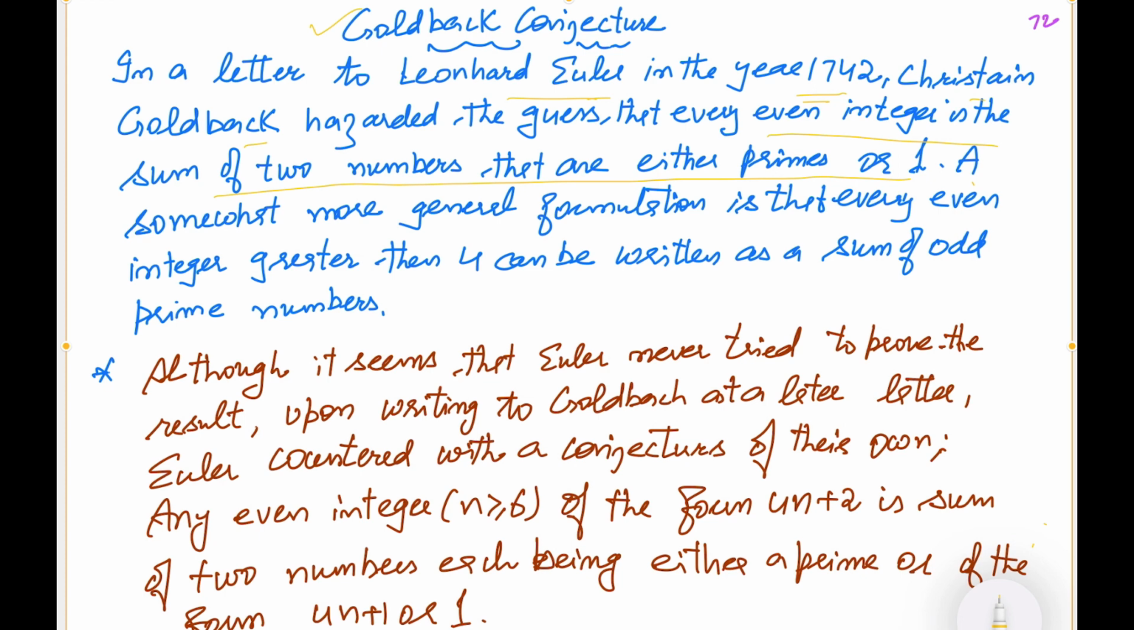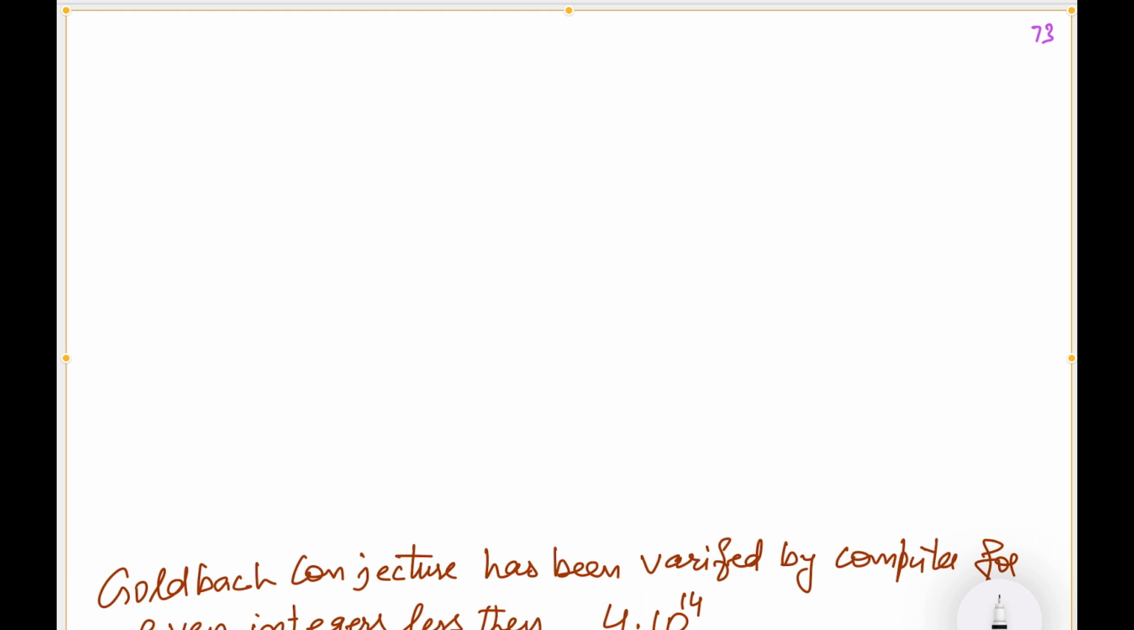A somewhat more general formulation is that every even integer greater than 4 can be written as the sum of two odd primes. Let's take the numbers 2, 4, 6, 8, 10, 12, 14, 16, 18, 20. How can we write 2 as the sum of two numbers that are either primes or 1? We can write 2 as 1 plus 1.